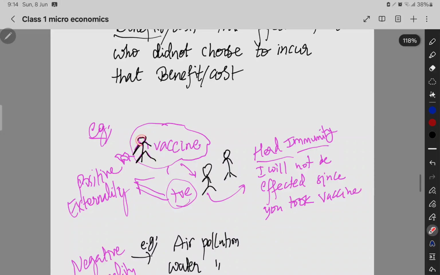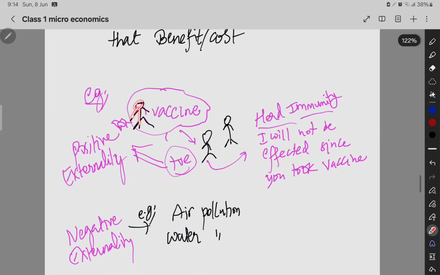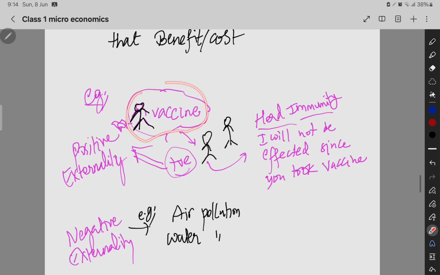For example, I took the vaccine, so I did not get corona. Now I have come home, and after coming home my family members also did not get corona because of me, because I took the vaccine. I paid for the vaccine and I am immune to corona. But due to me, my family and my surroundings are also not affected. So this is positive externality. If I am positive, everyone is positive.